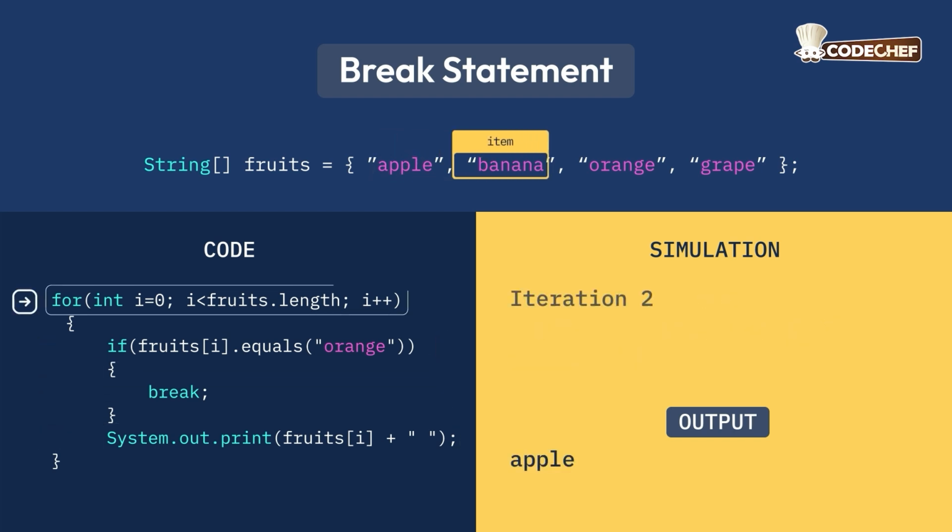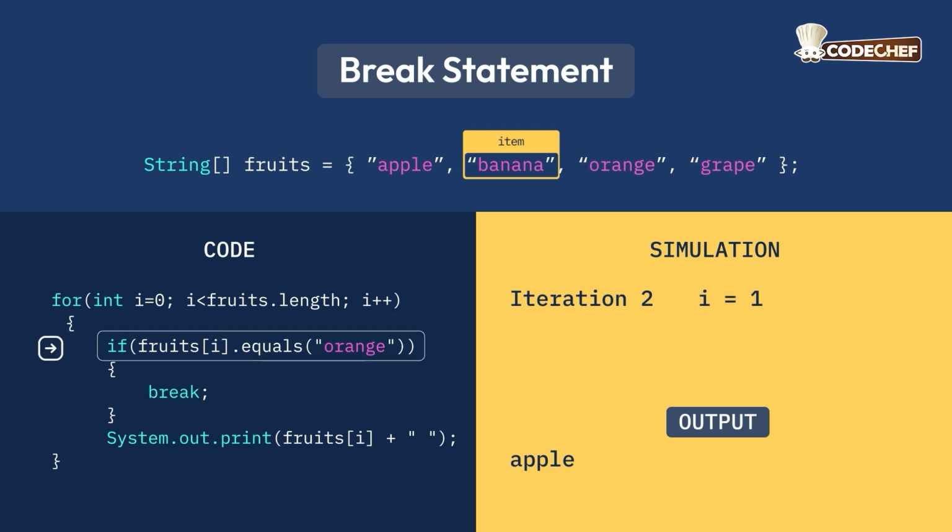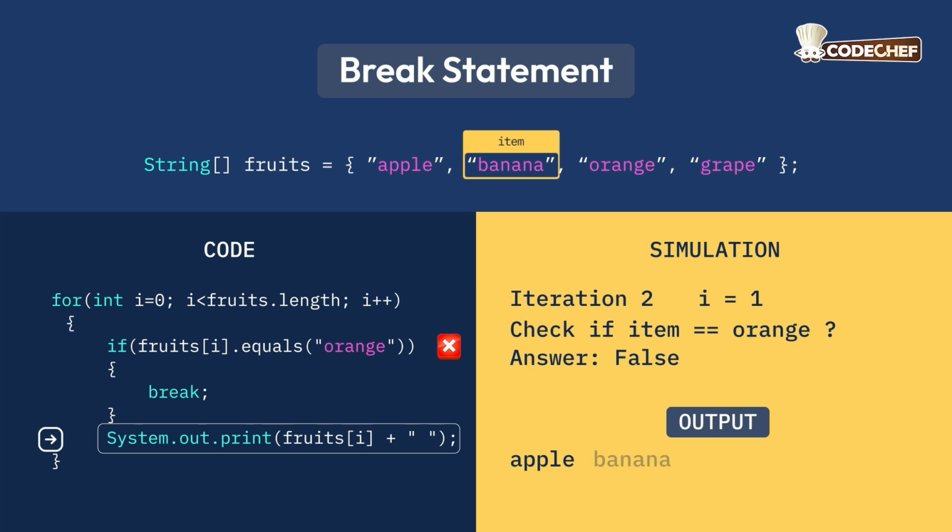In the second iteration, item is banana and the value of i is 1. The if condition fails again because banana is not equal to orange. The program skips the if block and prints banana.